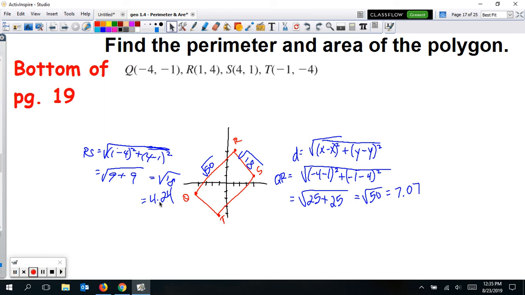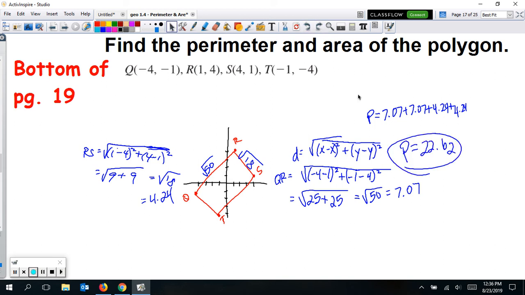And so then we want to find the perimeter. Perimeter is just going to add up all the sides. So there's 2 of the 7.07s, 2 of the 4.24s. So you can do that 7.07 plus itself, plus 4.24, 4.24. If you add all of that up, you find your perimeter is equal to 22.62.